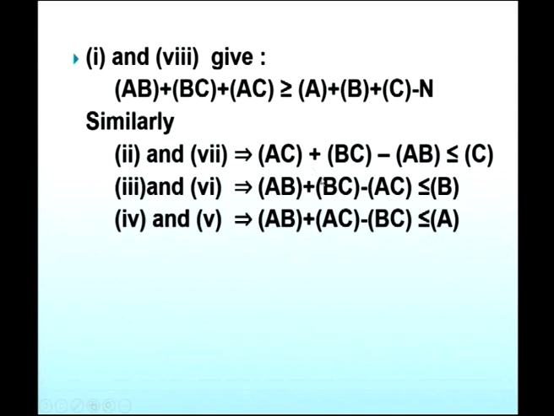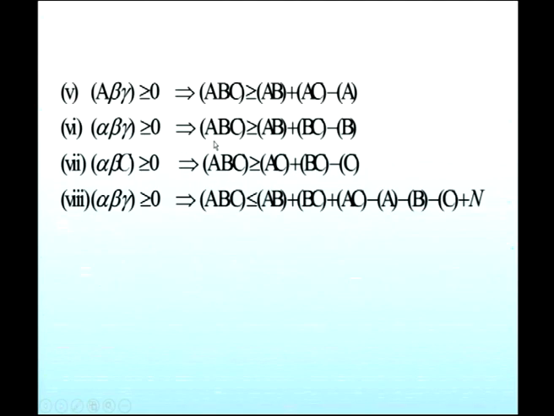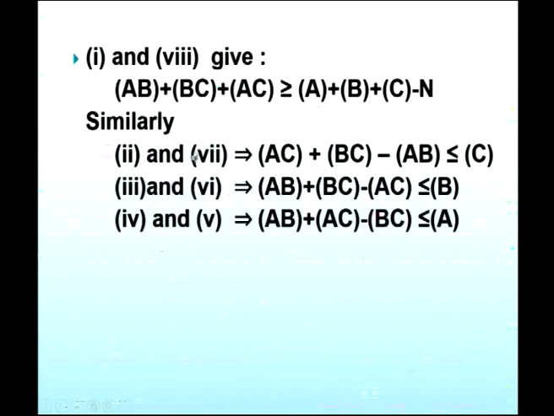Now, based on these conditions of consistency, we can arrive at the relations between the class frequencies of order 2 and class frequencies of order 1, and then class frequencies of order 3 and 2 and 1. Now, 1 and 8 give, what is 1? 1 is AB is greater than or equal to 0, and 8 is alpha beta gamma is greater than or equal to 0. Based on this, we have AB plus BC plus AC is greater than or equal to A plus B plus C minus N.